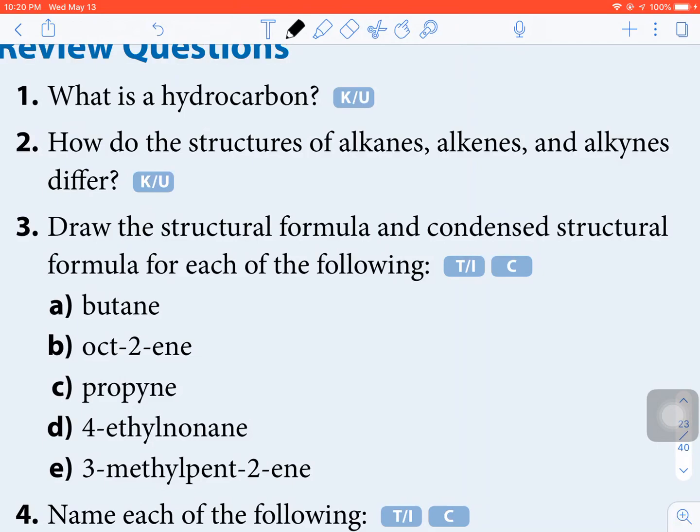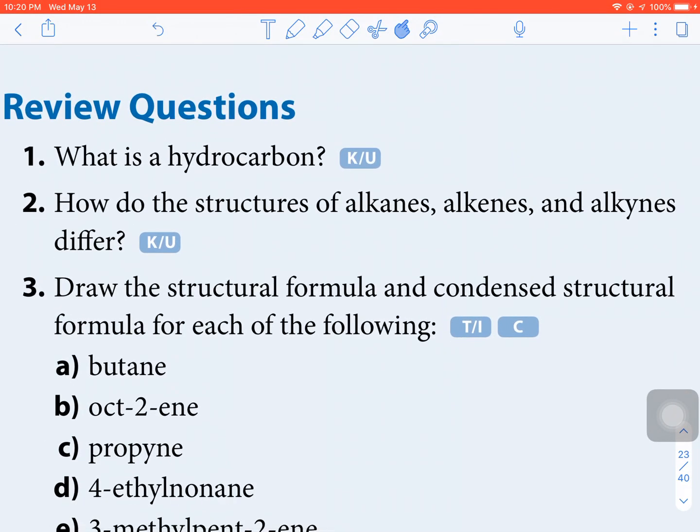Now, the homework from last night was on page 110. It's these questions here, and the first question is basically, what is a hydrocarbon? Like I just said, they're compounds that contain only hydrogen and carbon. Question 2 says, how are alkanes different from alkenes and different from alkynes?